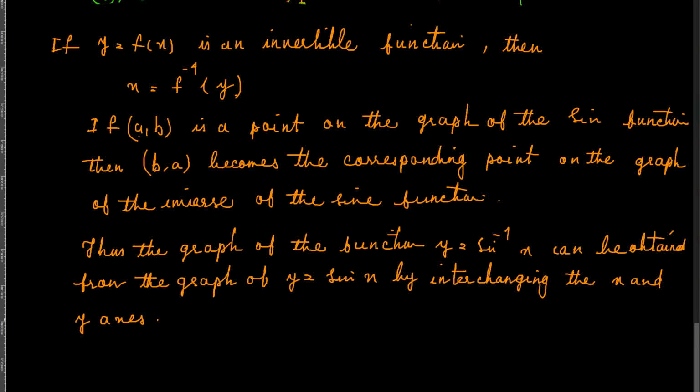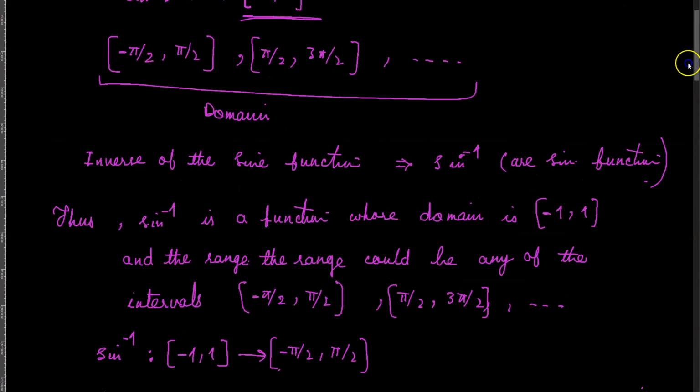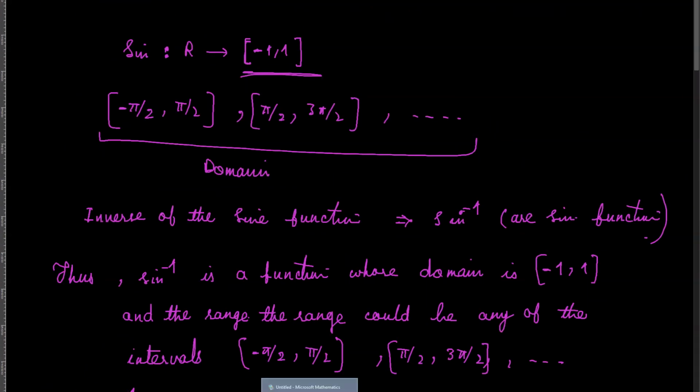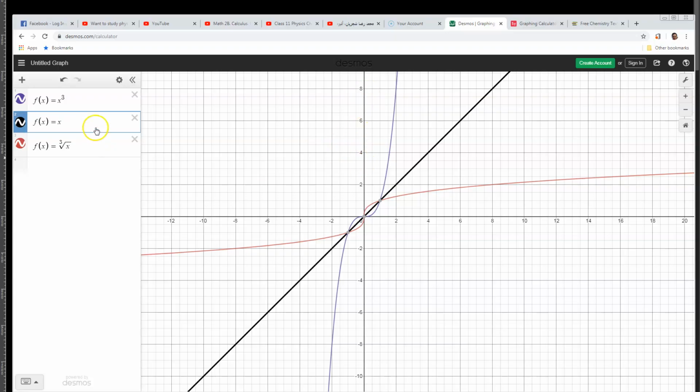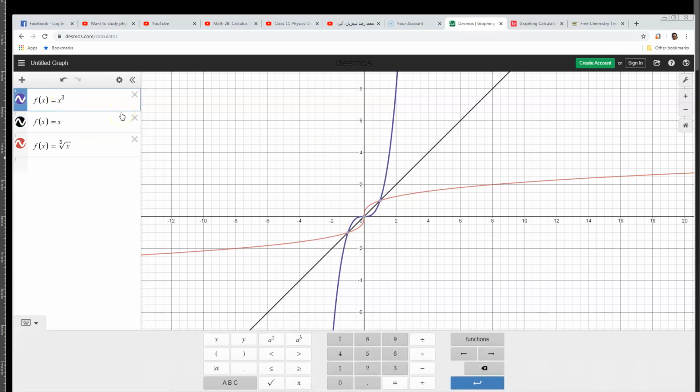Now, to create the graph of the function y is equal to sine x, what I will get is f of x is equal to sine x, right?